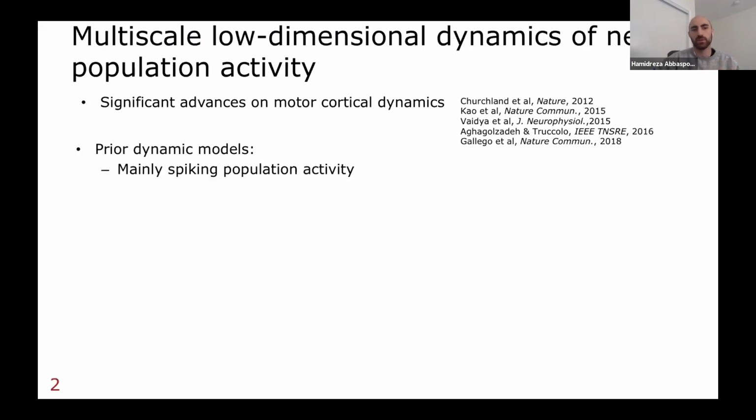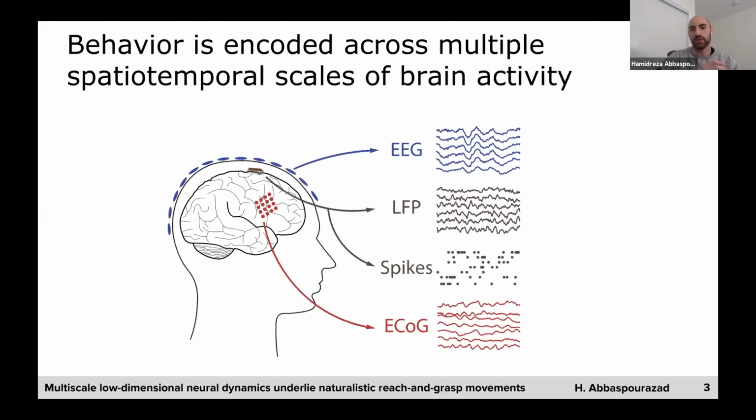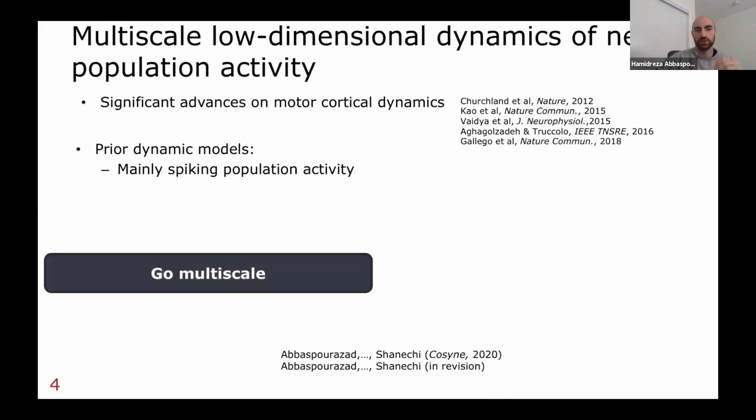First of all, prior dynamical models have mainly analyzed spiking population activity to extract low-dimensional dynamics. However, we know that behavior is encoded across multiple spatiotemporal scales of brain activity, ranging from small scale processes represented in spiking of neurons to larger scale brain networks reflected in field signals such as local field potentials, LFPs. Therefore, we want to build neural dynamical models that are multi-scale and extract low-dimensional dynamics from combined spiking and LFP activity and compare them.